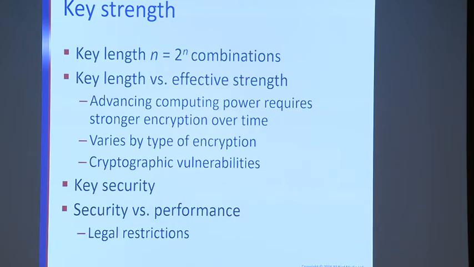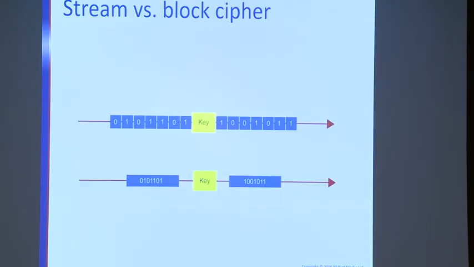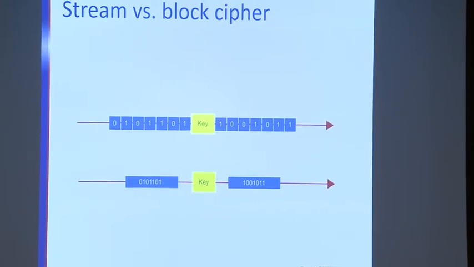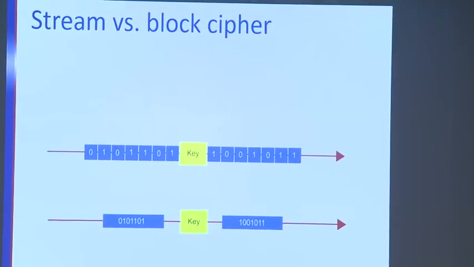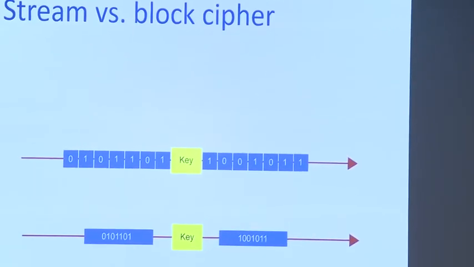We always look at security versus performance because we want something that we can encrypt and decrypt rather quickly, but we also want to maintain that level of security. So we're always looking at the fact that there might be some legal restrictions on the type of systems we're using and the type of programs that we use. What's faster, a stream cipher or a block cipher? Well, your stream cipher is actually faster than the block cipher, but everybody uses block ciphers.